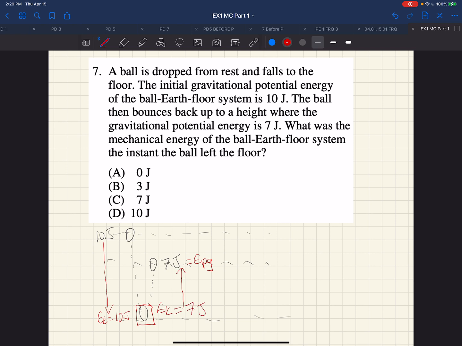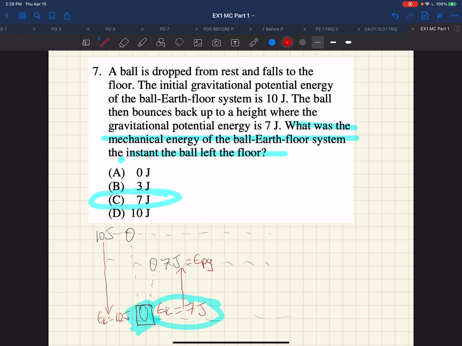So what happened to the missing 3 joules? Well, the missing 3 joules, that energy is lost during that impact. The ball compresses, and that creates internal friction, and some of that kinetic energy is converted to thermal energy. So what was the mechanical energy of the ball floor system the instant it left the floor? That is right here. And so that's why it's choice C, 7 joules.